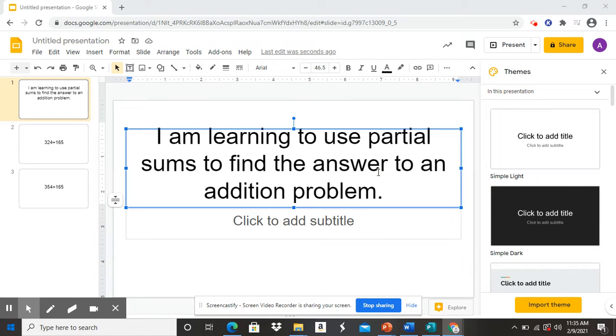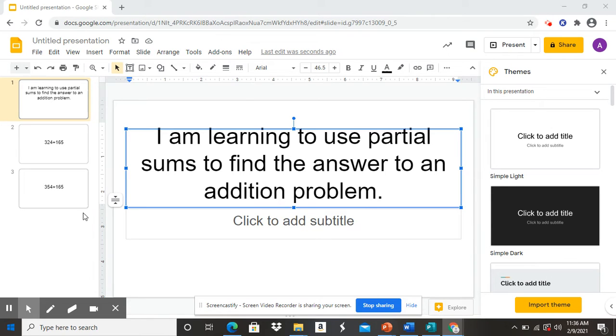This is going to be math for Tuesday, February the 16th. So we've been working on addition and subtraction within 1,000. Today we are going to learn to use partial sums to find the answer to an addition problem. Partial just means part. And we've been using a lot of partial sums. You just haven't realized it, okay? So when we've been breaking apart those problems according to place value and adding them, you're doing partial sums, okay?